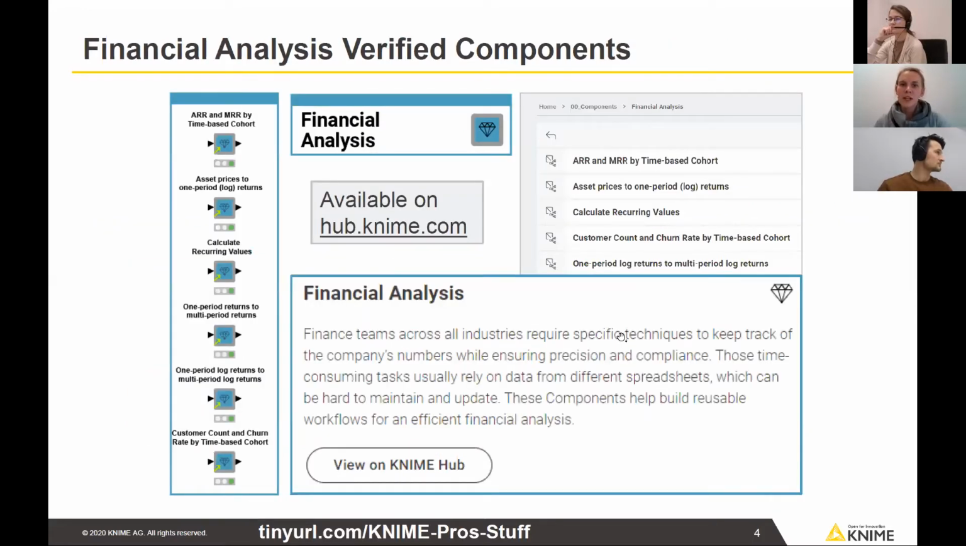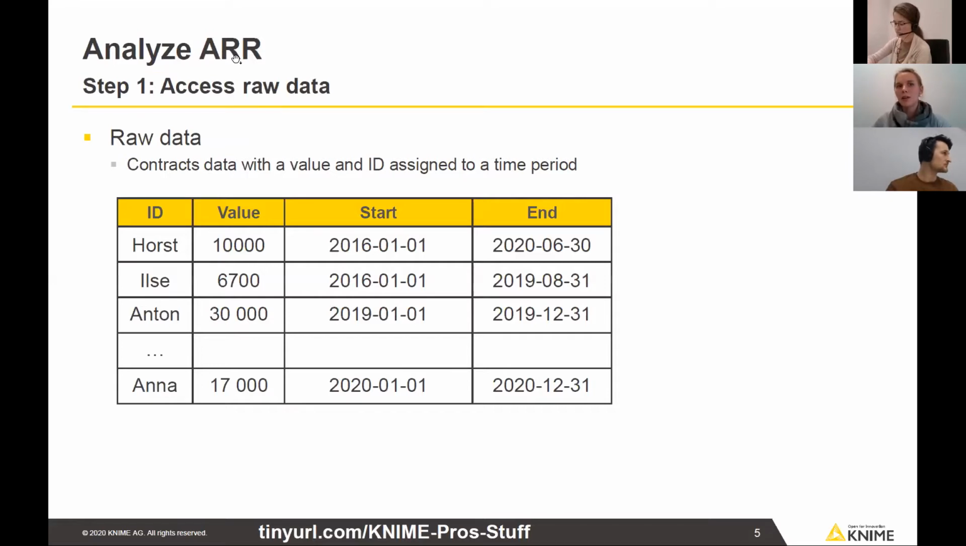Okay, a bit of context to the tasks that we are doing today. So we have these verified components, and they are organized in categories. And one of these categories is financial analysis. And there we have components, for example, for transforming asset prices to returns, and also components for handling and visualizing, analyzing revenues from contracts data. And also in this category is the component that you are going to build today. So your task is to create a component that analyzes the ARR, annually recurring revenue.